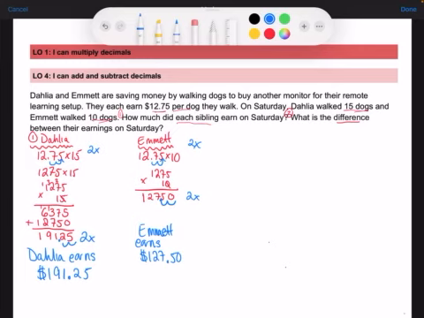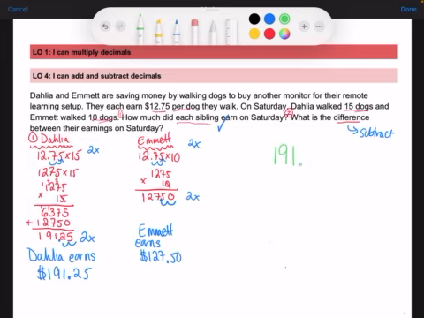So I've answered our first question, how much does each sibling earn on Saturday? And now our second thing is, what is the difference between their earnings on Saturday? So this word difference, this means to subtract. That is a big word that we use in the 6th grade that tells us to subtract. So for this next part, I'm going to go to learning outcome 4, adding and subtracting decimals. Now it's important here to line up our decimals when we're stacking the numbers.